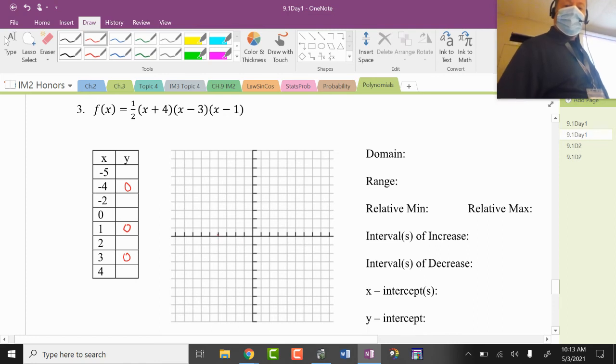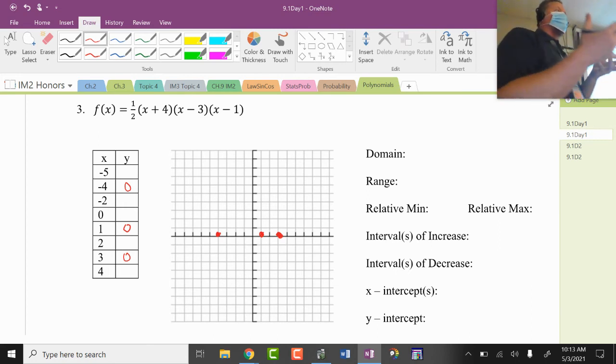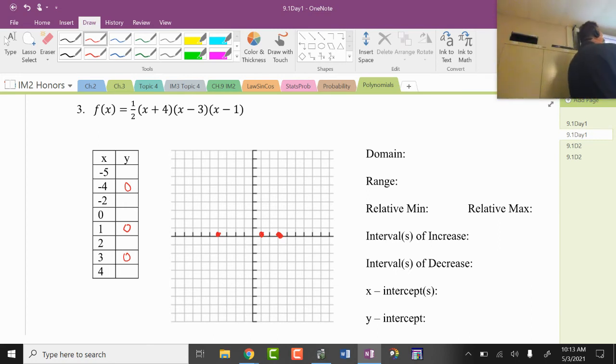1, 2, 3, 4. 1, 0, and then 3, 0. Okay, there's my x-intercepts. Then you should know how this graph is going to look. It's all about the end behavior. How is it going to end? Is it going to end going straight up or straight down at the end? Up. So we'll be able to graph these through x-intercepts, and you could get at least a decent shape of it. But we'll go ahead and plug in these points.